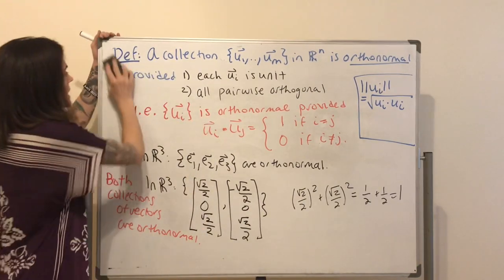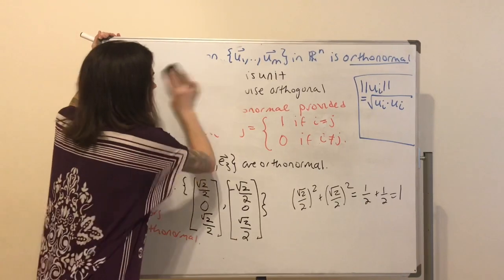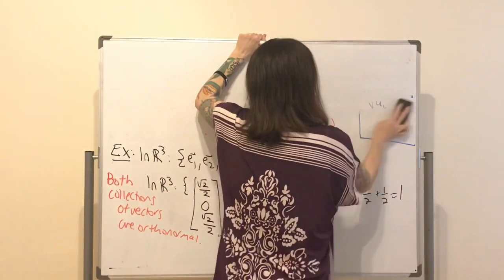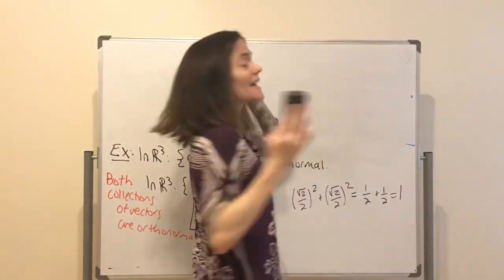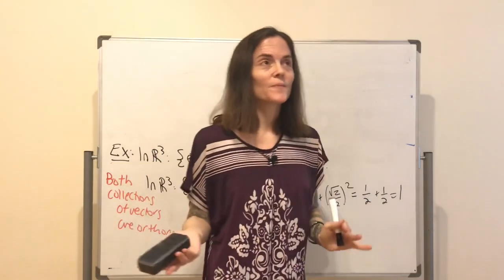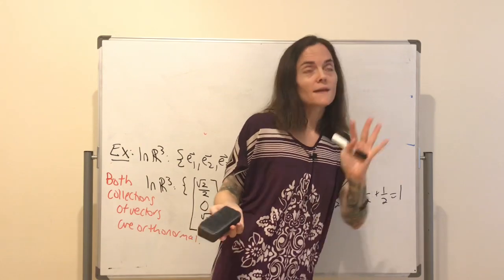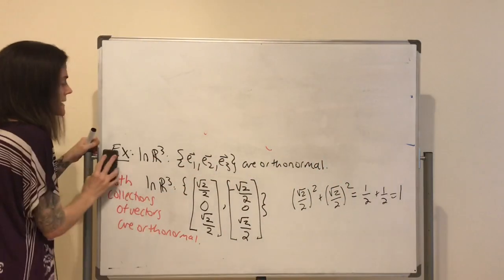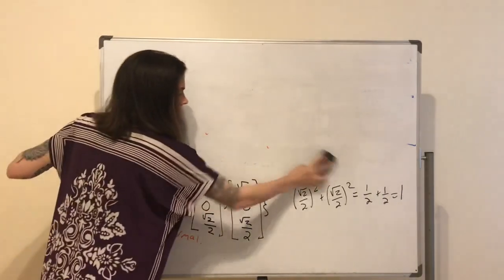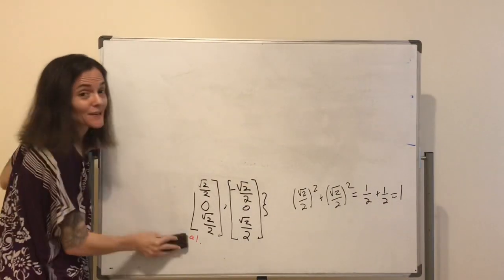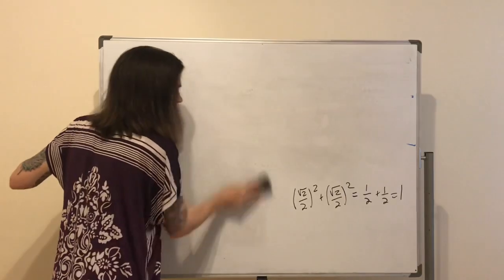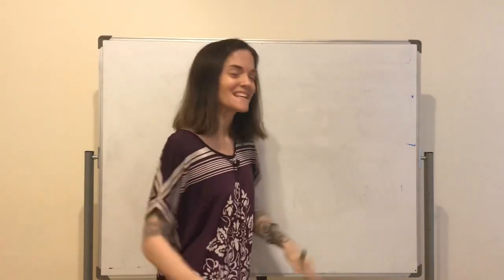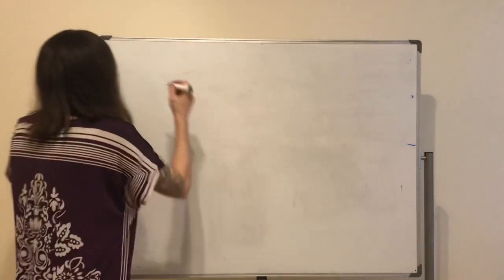Now the next thing that I want to say, or we will actually prove, is that if you have a collection of orthonormal vectors in Rn, then the collection is linearly independent. And this is what will lead us to make a definition of an orthonormal basis. Okay, so theorem.